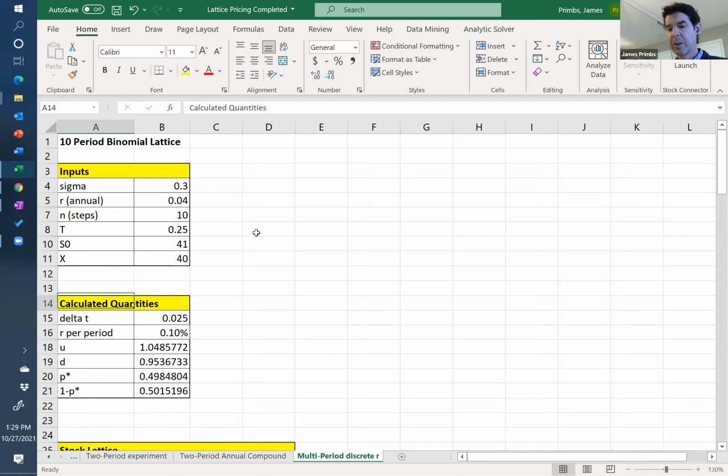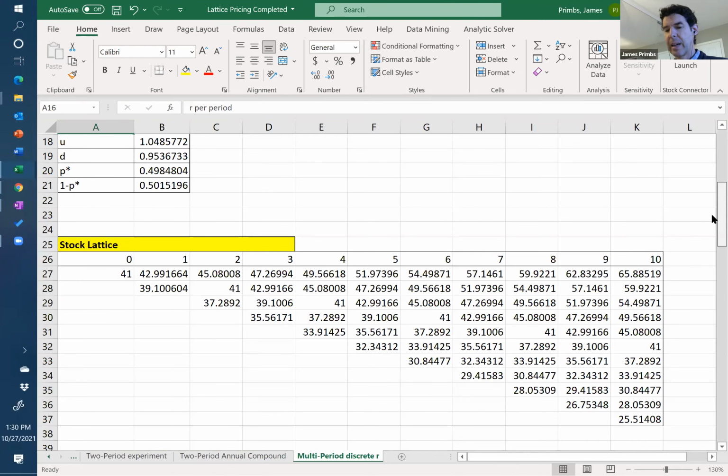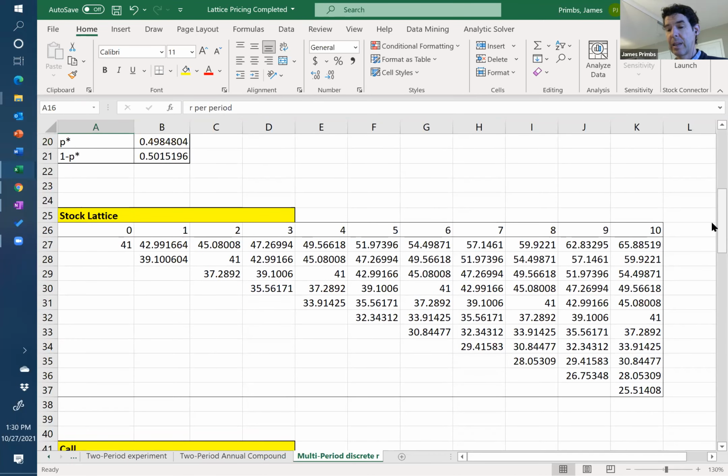Okay, so from those, what do I calculate? I calculate delta t. That's what we just did. I calculate the R per period. I calculate the up and the down factors, right? And then once we have those, we move on. We calculate the risk neutral probabilities. I just put a star there. And then those up and down factors allow you to build the lattice. This is a 10-period lattice.